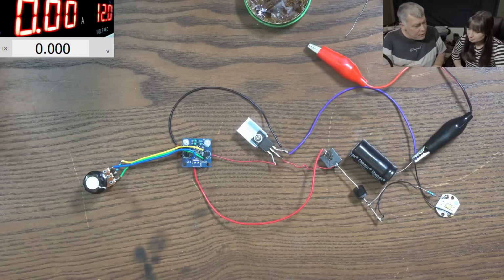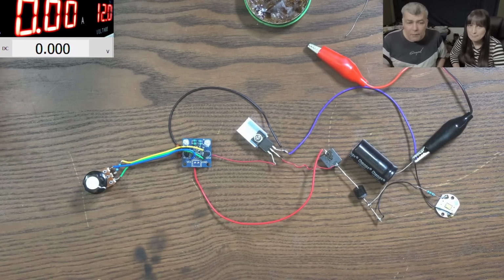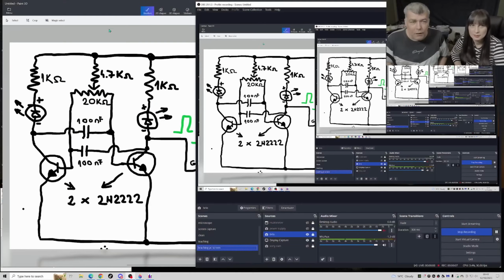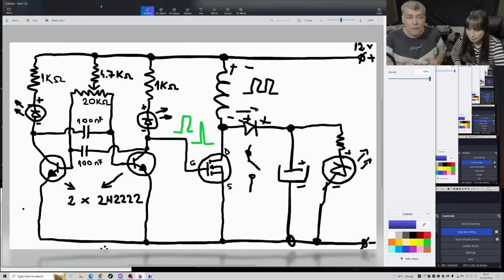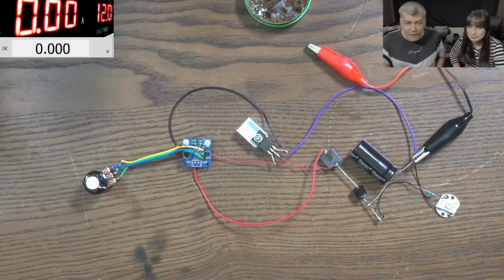Okay, so let's recap. Last time you built your first current boost converter. You remember? Good. Now let's test it one more time.